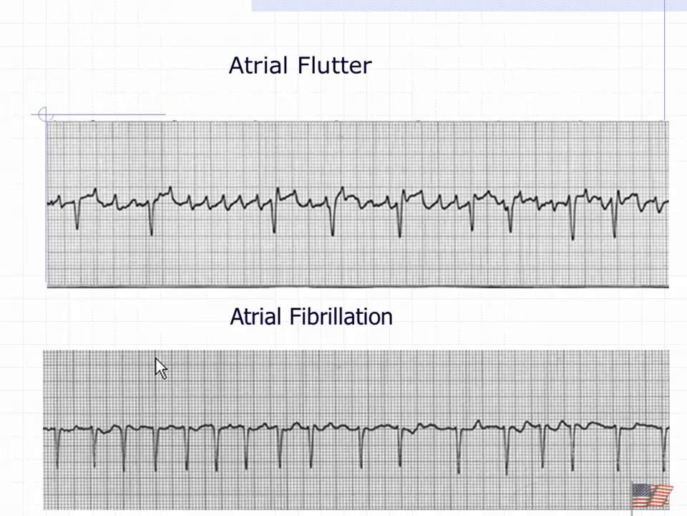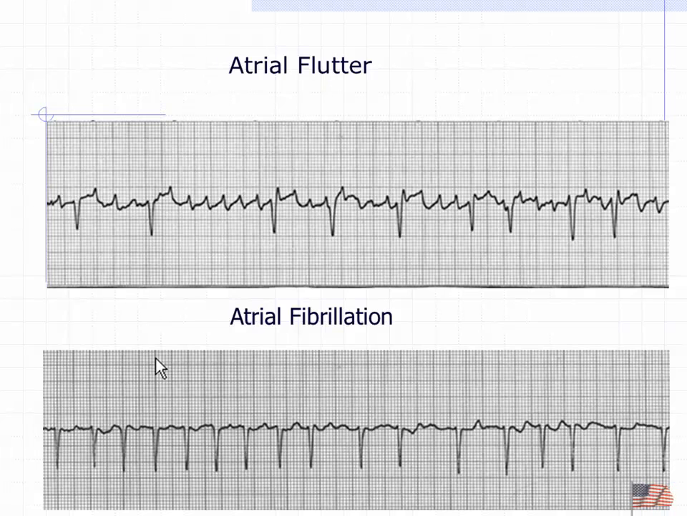The bottom one is atrial fib. I can't find a P wave. All I see is garbage. The atria are fibrillating. They're not conducting in a sequential fashion. It's like shaking a bowl of Jell-O.